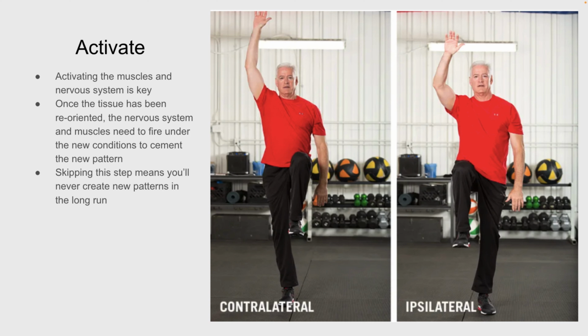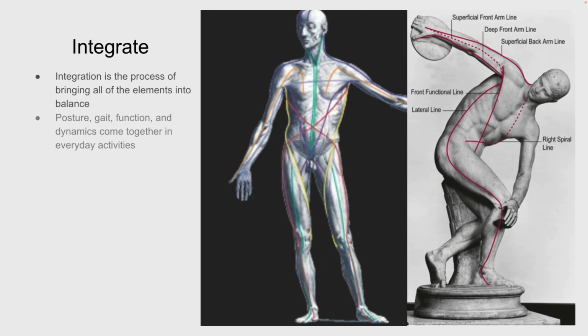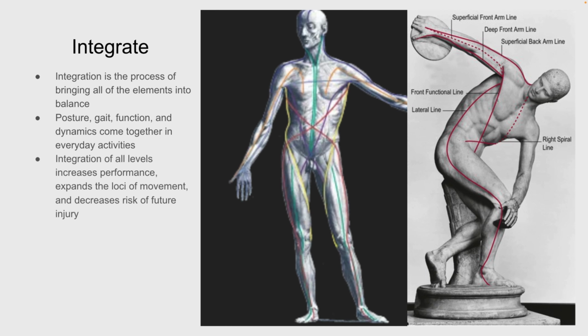Once we get new mechanics, we're going to get better hydration and nutrition and better motor mapping and better efficiency. So eventually we're not going to have to do all the releasing and stretching. The idea is to progress through the model, not constantly add to it. So that's why we want to integrate. Integration is the process of bringing all the elements into balance. Posture, gait, function, and dynamics come together in everyday activities. Integration of all levels increases performance and expands the loci of movement for decreased risk of injury.